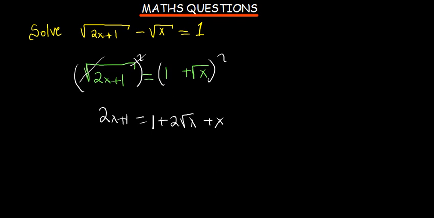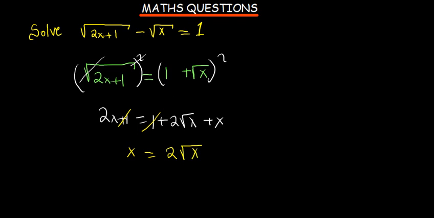Okay, I'll take these terms this side. I think what I can do here is you can clearly see that this is positive 1, this is positive 1. If they go to the same side, they're going to cancel out, right? And then I'll take this x this side. It will be negative. So it will be 2x minus x. That is going to be x. And that is going to be 2 square root of x.